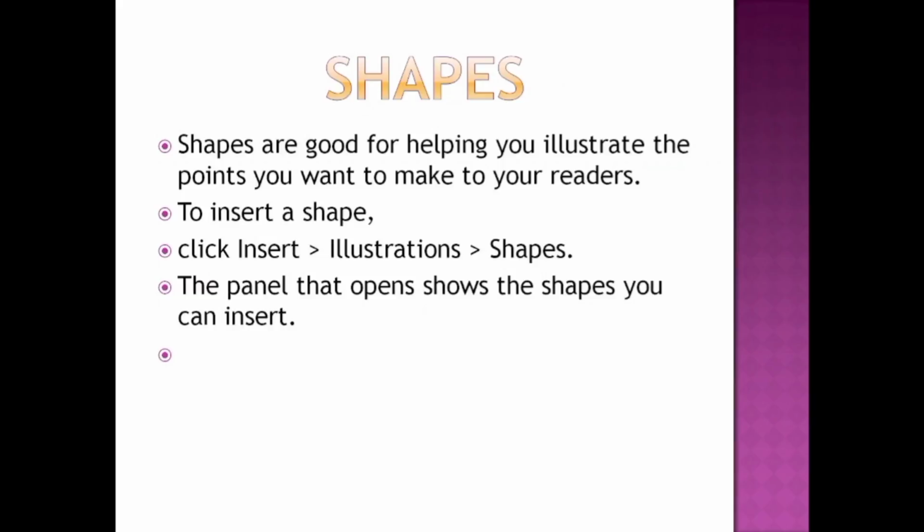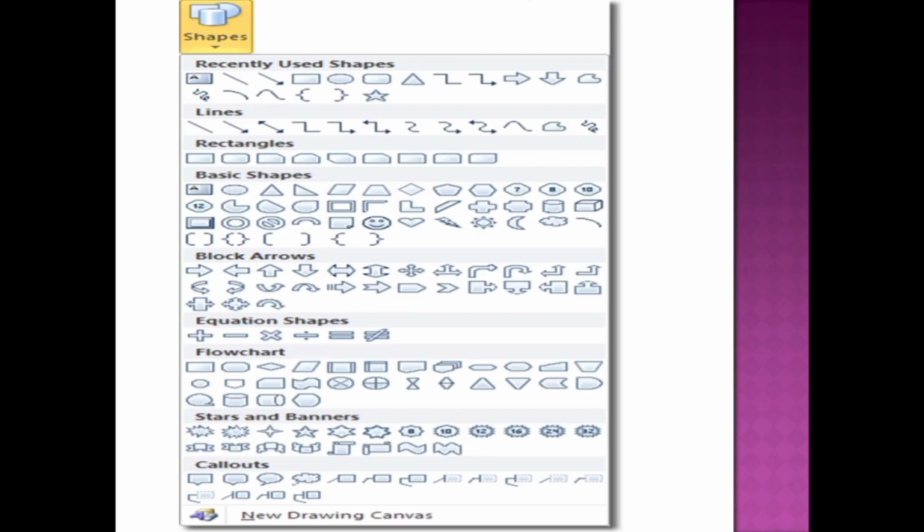The next thing is shapes. Shapes are good for helping you illustrate the points that you want to make to your reader. To insert a shape, we have to follow these steps: click on the Insert tab, and under the Illustration group, select the Shape option. The panel that opens shows the shapes you can insert. Now you can select the shape of your own choice and just draw it. Here you can see the shape tool.